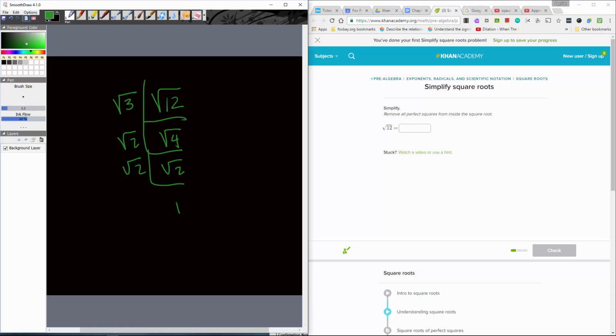I'm pulling it out this way just so I can show you that when I take these two and I multiply them together, like the square root of 2 times the square root of 2 equals 2. And then I'm left with this thing here. So my answer is 2 square root 3. So let's write that in there.